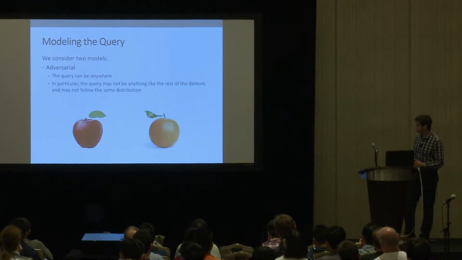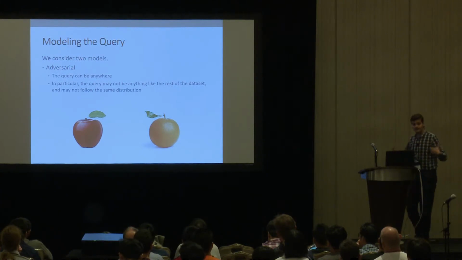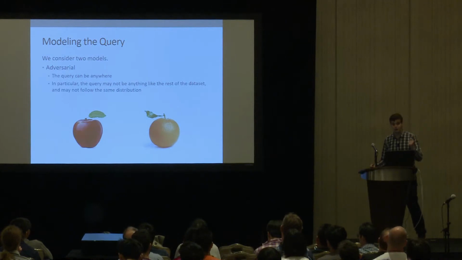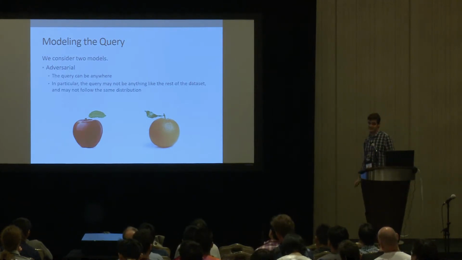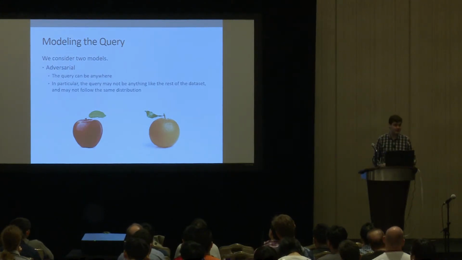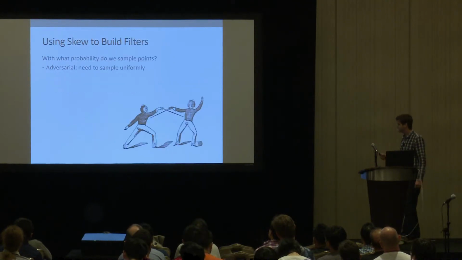The second model we looked at is adversarial. The query can be anywhere. So you can only take advantage of skew when you're pre-processing the data set. The query still might be hard. In particular, the query might not look anything like the rest of the data set. It may have a lot of rare items. It may have a lot of common items. We don't know. So this is good when you're comparing things that are sort of two different types. The query may not be from the same distribution.